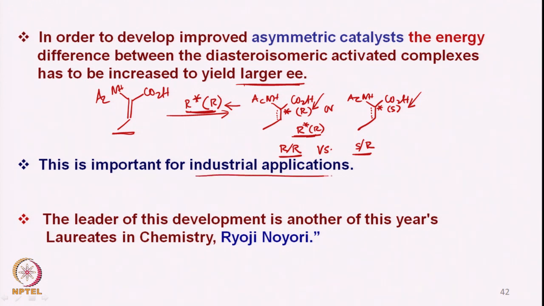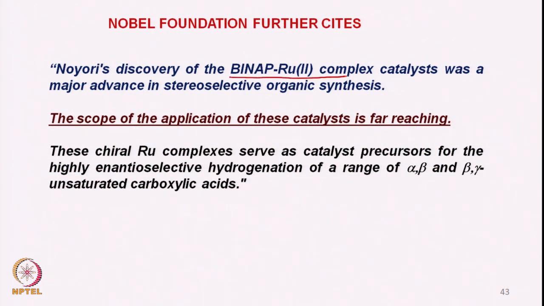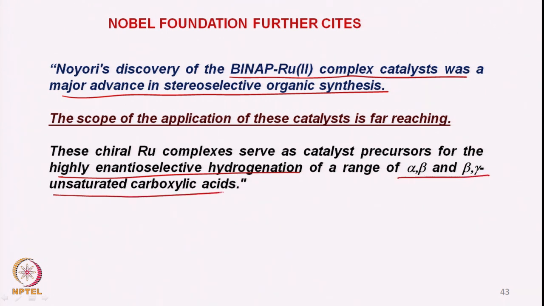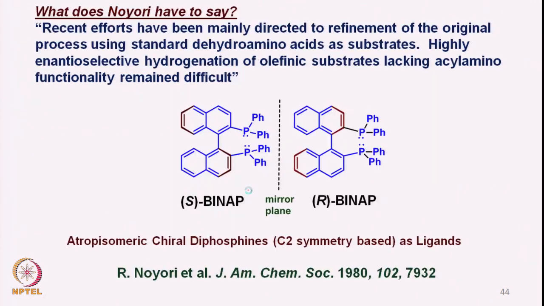This is what is important for industrial application, and such a large gap was addressed by the work of Ryoji Noyori, who introduced several different kinds of ligands and catalysts for making highly enantiomerically pure reduced products. The Nobel Foundation further cites: Noyori's discovery of the BINAP ruthenium complex catalyst was a major advance in stereoselective organic synthesis. The scope of the application of these catalysts is far reaching. These chiral ruthenium complexes serve as catalyst precursors for the highly enantioselective hydrogenation of a range of alpha beta and beta gamma unsaturated carboxylic acids. So this is how Noyori's work was cited by the Nobel Foundation.